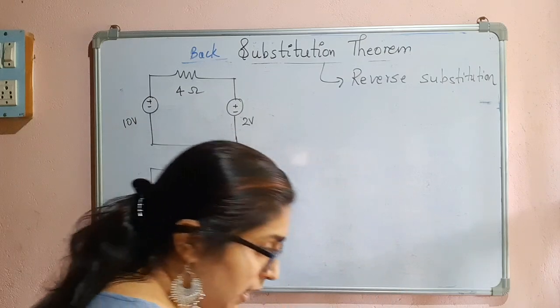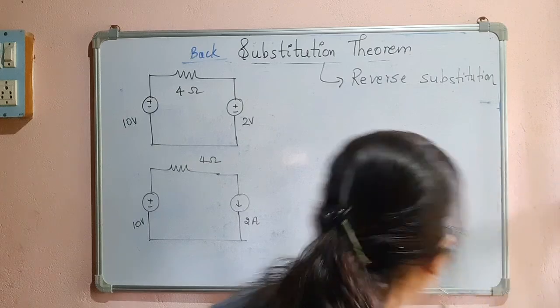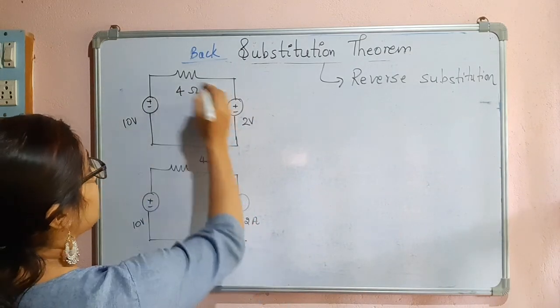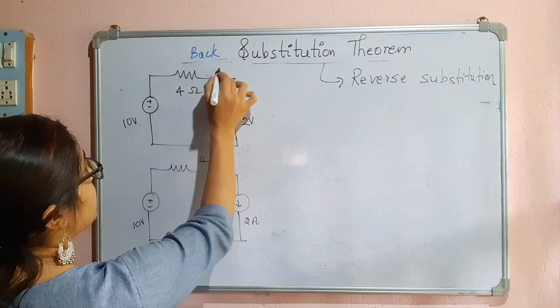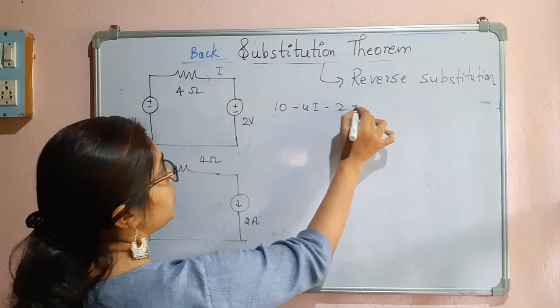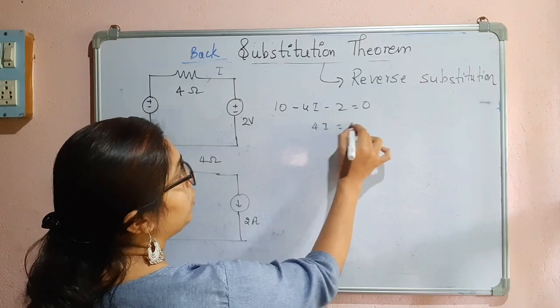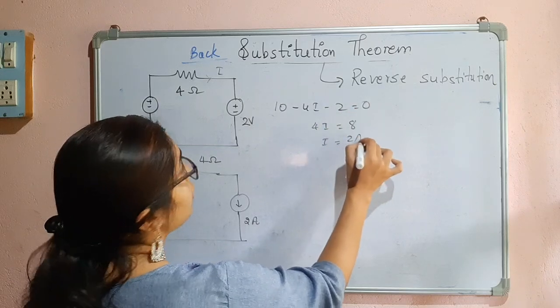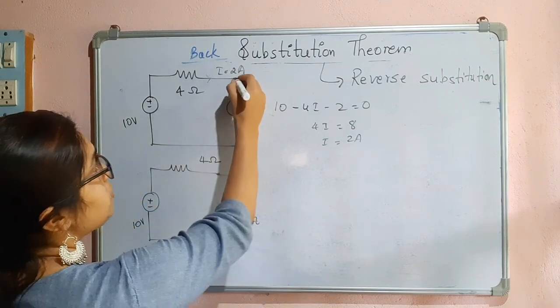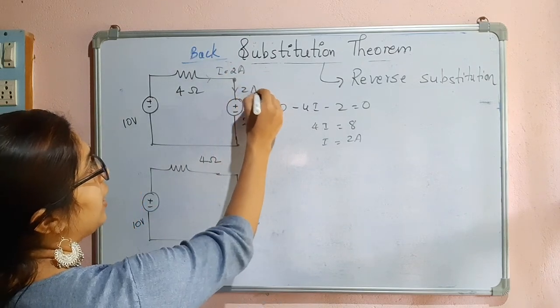So we have already seen the substitution theorem, and now we can see what the current is. If I assume this as current I, then 10 minus 4I minus 2 is equal to 0, 4I is equal to 8, I is equal to 2 ampere. So this is the current which is flowing. Now across this branch, this 2 ampere current is flowing.